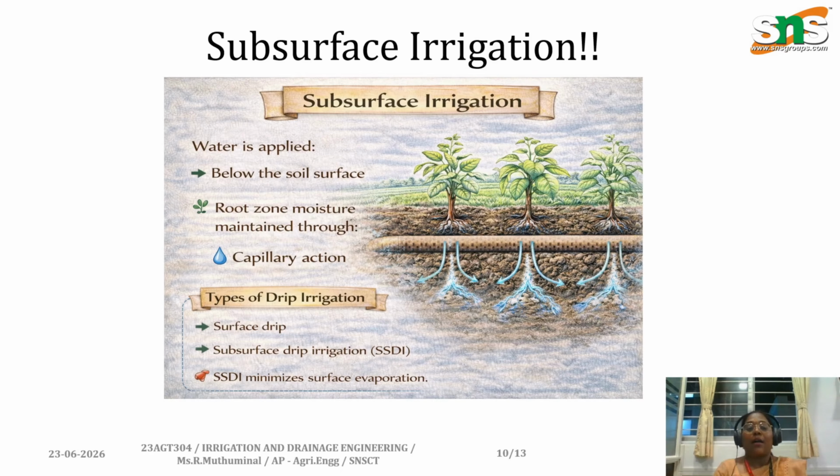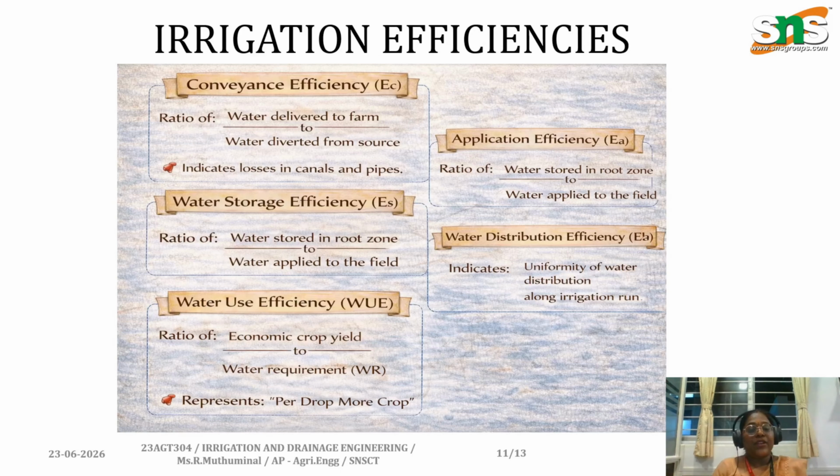Now let us discuss irrigation efficiencies. The efficiency represents how effectively the water is utilized in an irrigation system. Conveyance efficiency indicates how efficiently the water is transported from the source to the field. Application efficiency refers to the percentage of water stored in the root zone compared to that of the water that has been supplied.